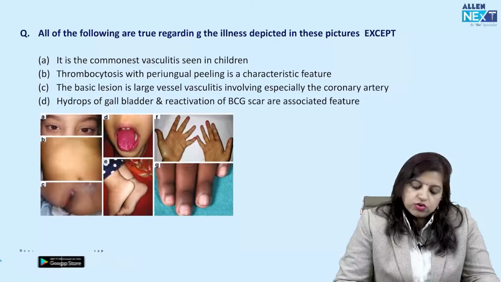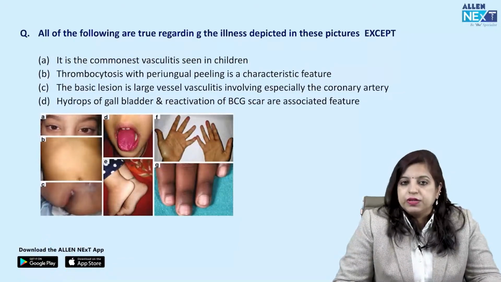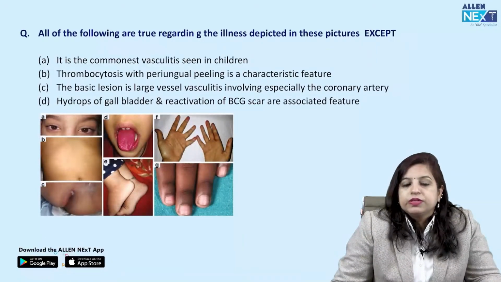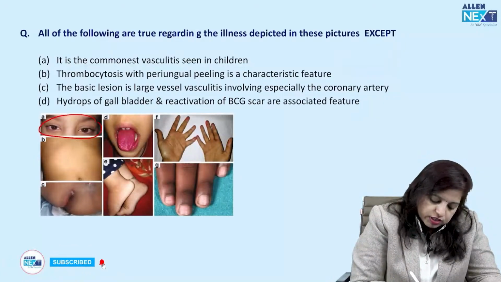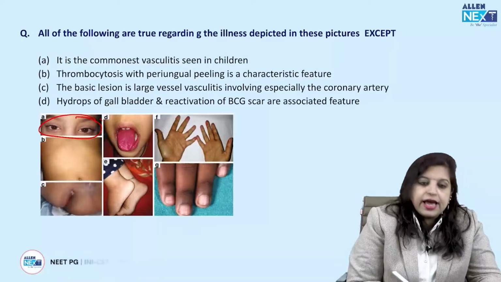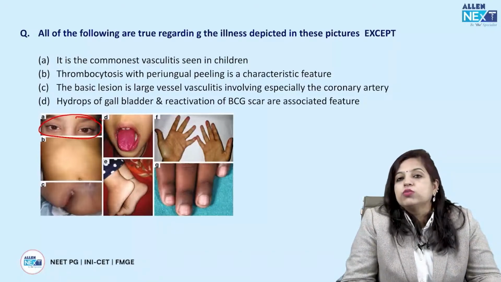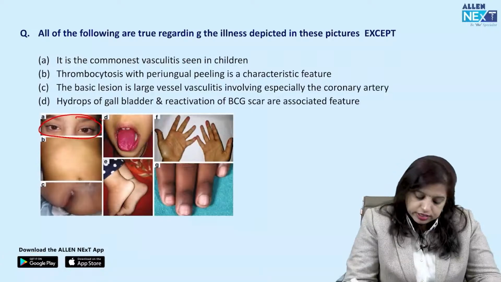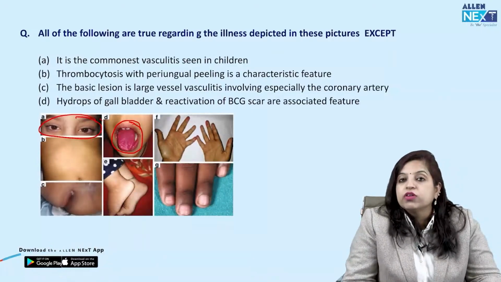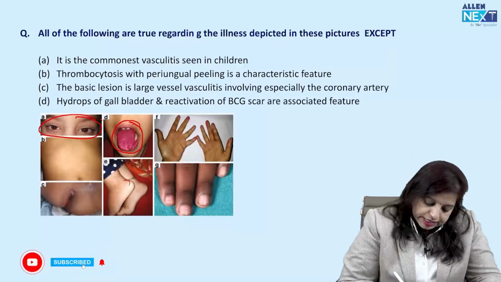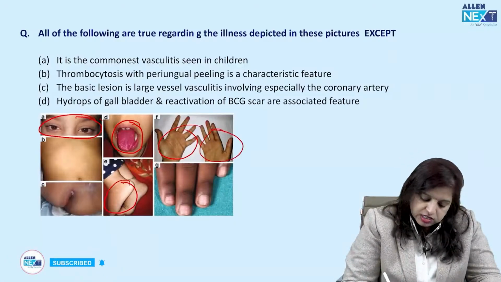Then all of the following are true regarding the illness depicted in these pictures. Now, what is the illness depicted in these pictures? Let us see. So you can see there is a non-purulent kind of conjunctivitis. There is a rash over here, right, which is a polymorphous, non-vesicular, non-exudative rash, right? And you can see a strawberry tongue, which is the erythema of the mucosal surfaces. You can see edema of the hands and the feet, right?